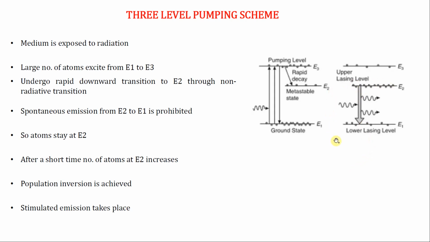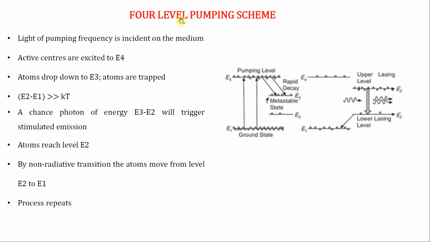We can also define the lower energy level ground state as the lower lasing level and the metastable state as the upper lasing level. Next, let's understand a 4-level pumping scheme. Earlier we had only one metastable state, but now we are going to have 2 metastable states. So you have a ground state E1, the excited state E4, and then 2 metastable states E2 and E3.